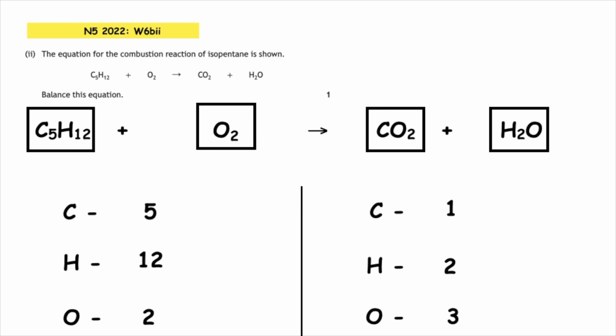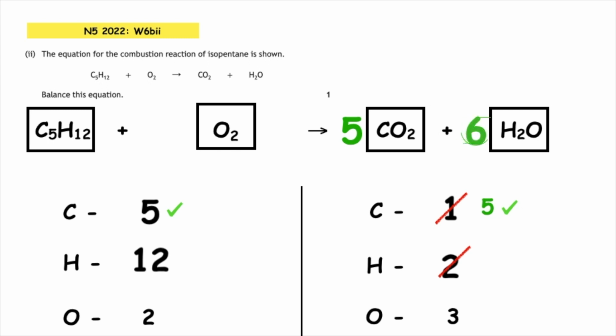How many carbons do I have on the left? I've got 5. How many carbons do I have on the right? I've got 1. What do I do to 1 to get to 5? I multiply by 5, so I put a big 5 in front of the carbon dioxide. They balance, so now we can tick them off. I've got 12 hydrogens on the left hand side. I've only got 2 hydrogens in the water on the right hand side. So 2 times what gives 12? That's 6. So we put a big 6 in front of the H2O. And now that they're balanced, we can tick them off.